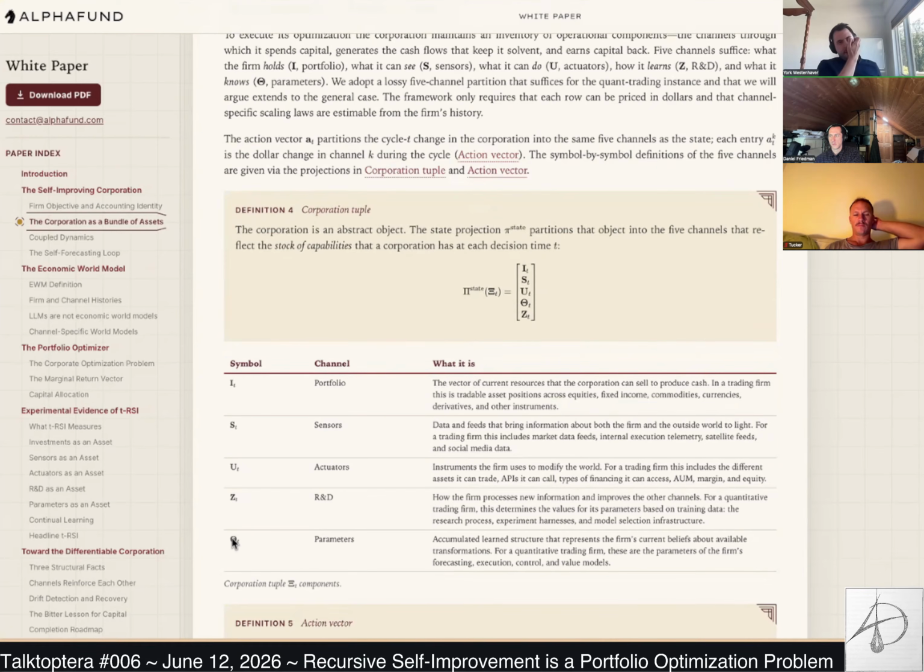And then in the case of a quant fund, you have this vector of deployed assets that are already on the market. So this would be your current portfolio holdings, which we'll term I here. This would be like, I have this much Apple, I have this much Google, I have this much gold, I have this much oil. You have an outstanding portfolio of assets that are sitting there.